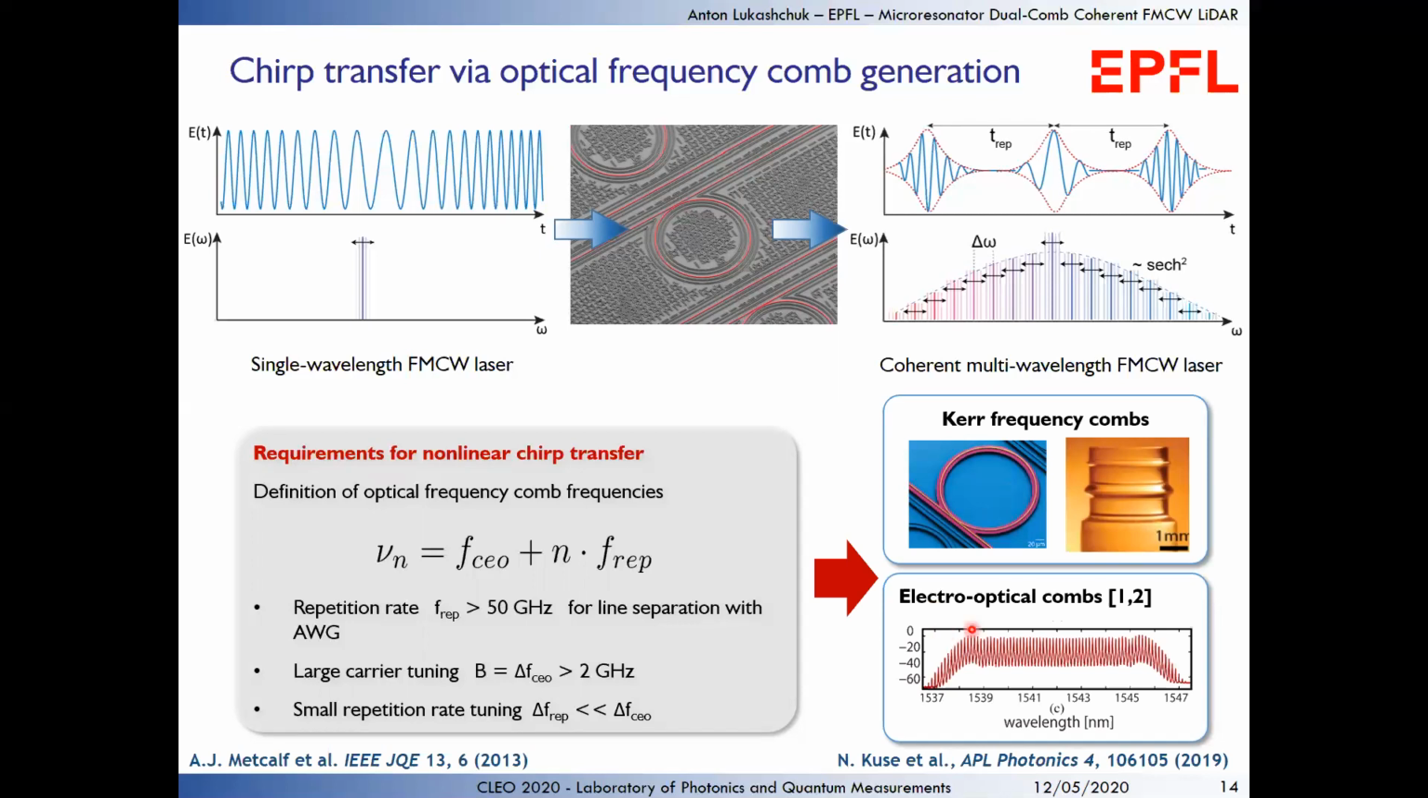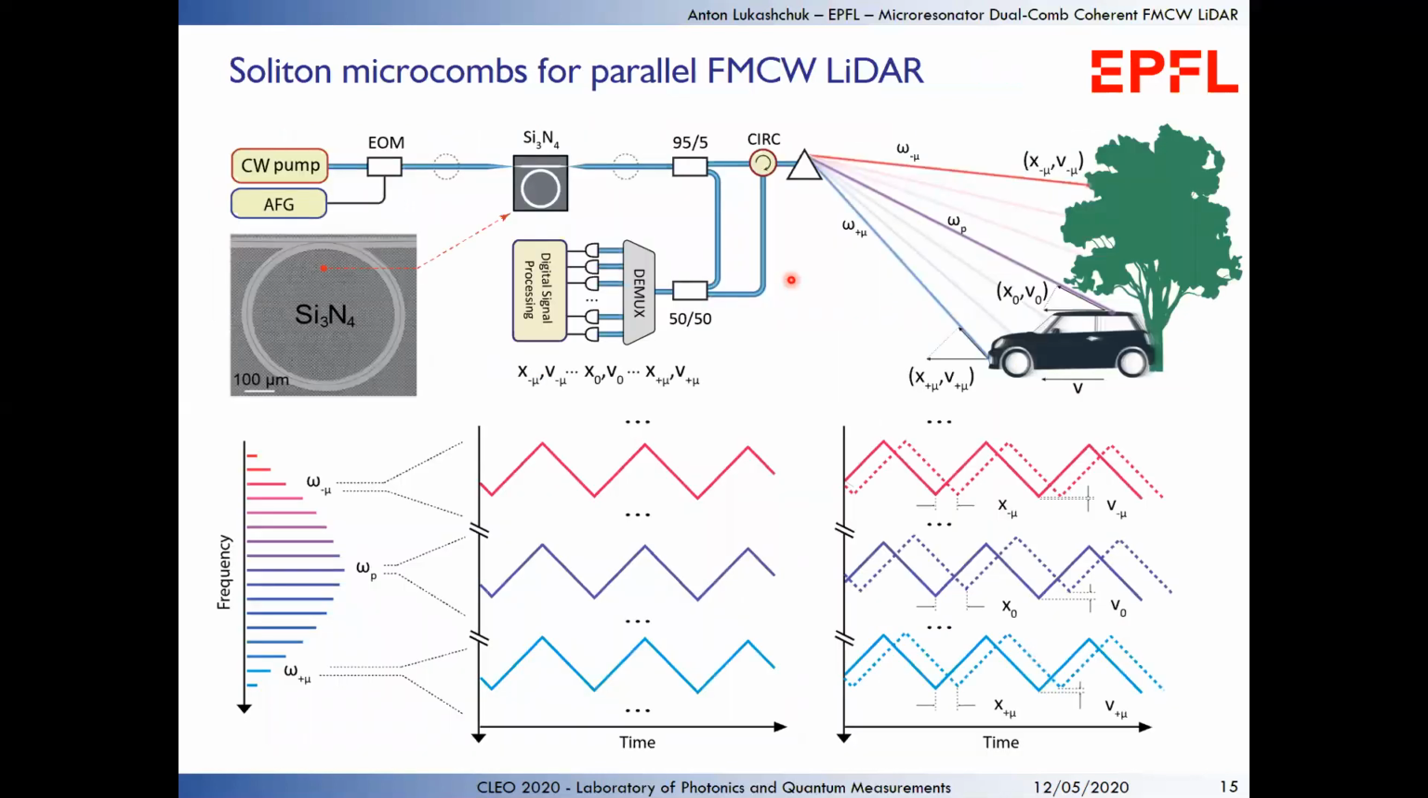Here I want to mention that we do it in microresonators, but the same work was also performed with electro-optical combs. And how it looks like in the lab. So this is our setup. We use the silicon nitride microresonator. We pump it with our laser. We generate the soliton state.